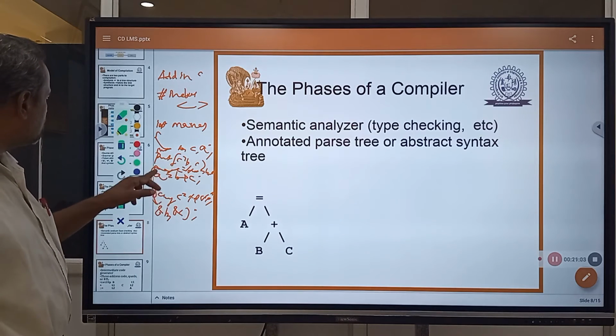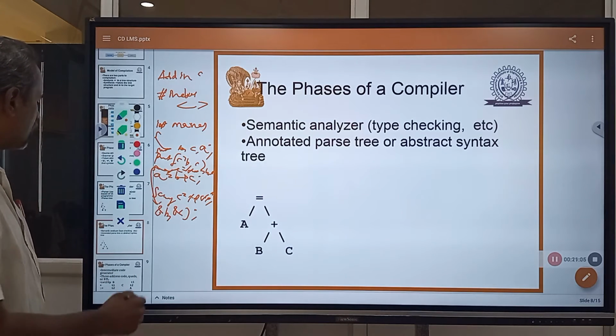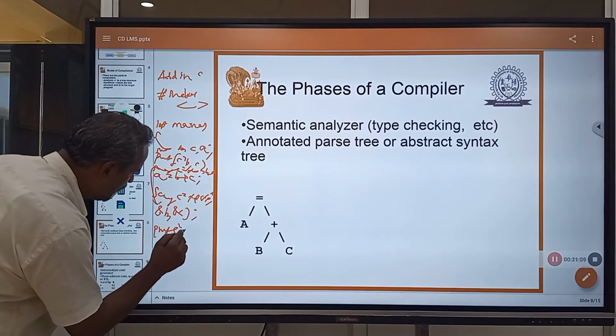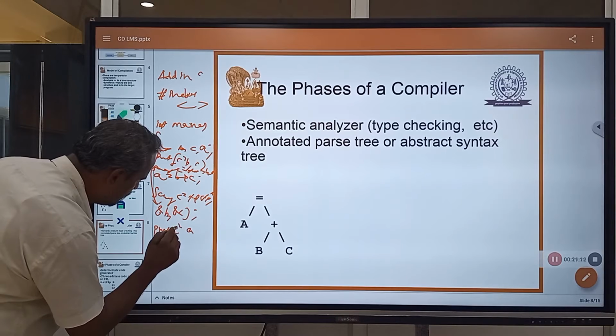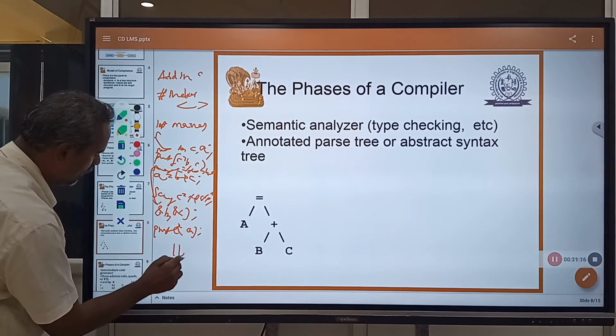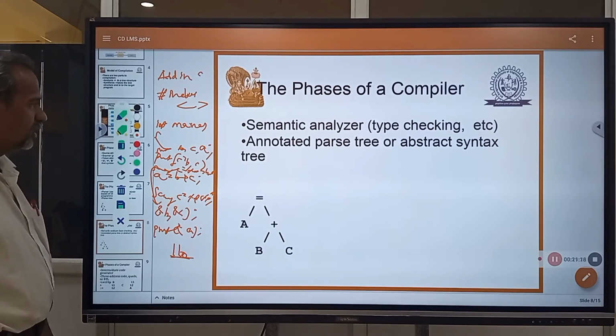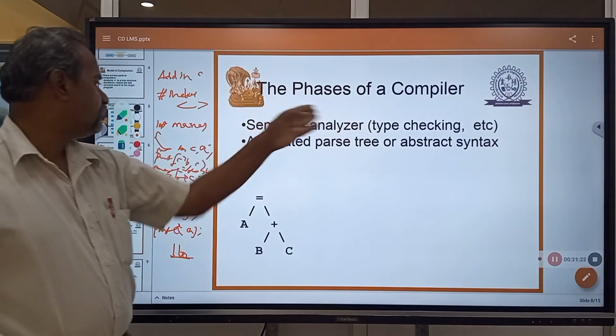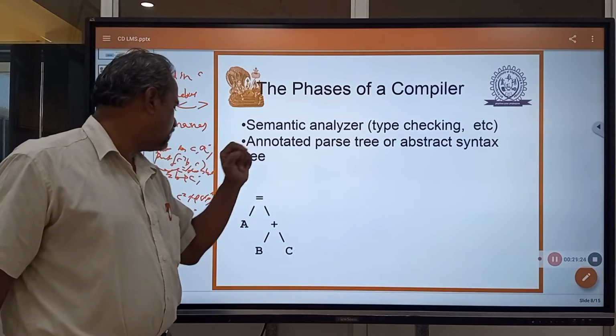Now, the operation A equal to B plus C. When you try to print A, it will display the content. How it is performed, we know very well. So in the semantic analyzer, what happened? Checking the syntax. See here, the parse tree or abstract syntax tree.